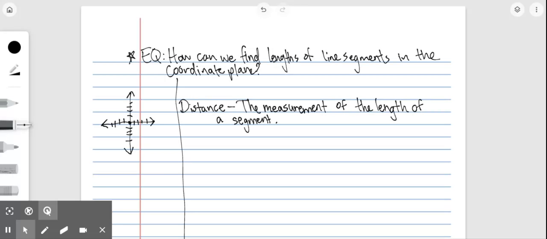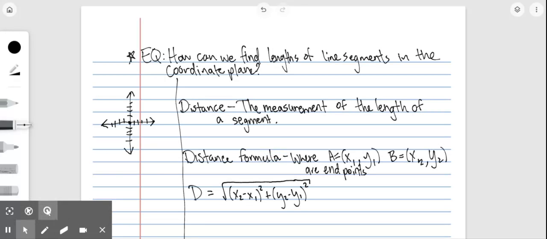So we have what's called the distance formula. I'm just going to give it to you. It has a lot of square roots and squaring. So the distance formula, where A is (x1, y1) and B is (x2, y2), they're end points. So basically in the coordinate plane, you have two points, A and B. To find the distance, you're going to use their coordinates.